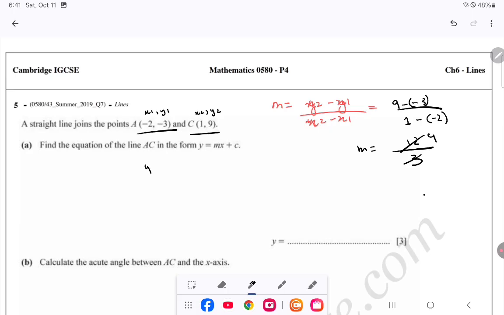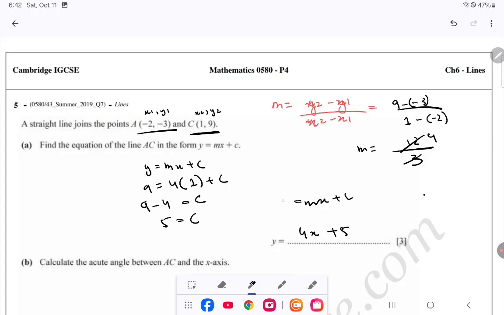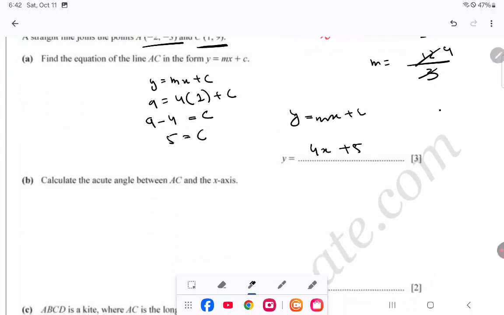y = mx + c. If we take the point (x2, y2), y is 9, m is 4, x is 1, plus c. 9 = 4 + c. Subtracting 4 from both sides gives c = 5. So now y = 4x + 5, with m equal to 4 and c equal to 5. This is the equation of AC in the form y = mx + c.